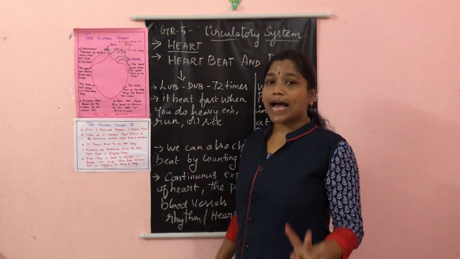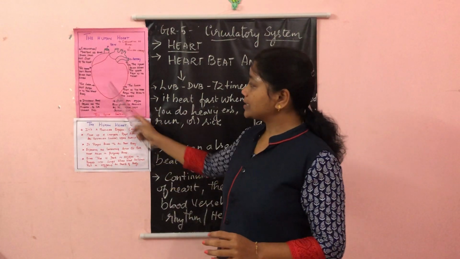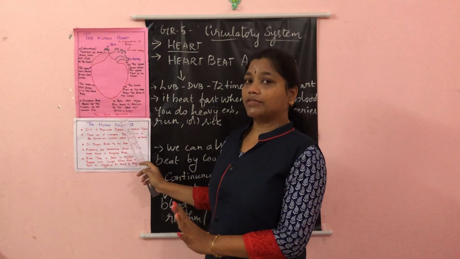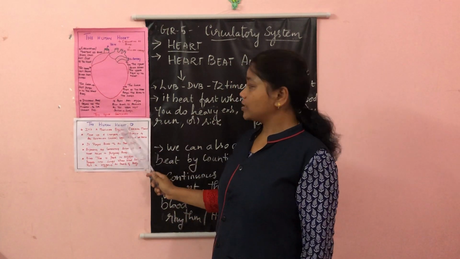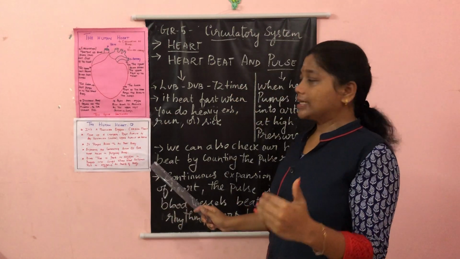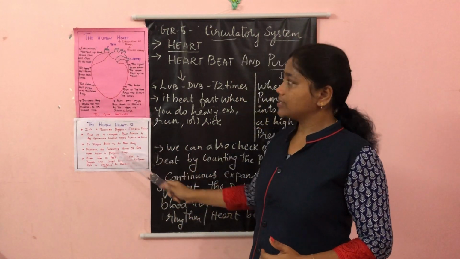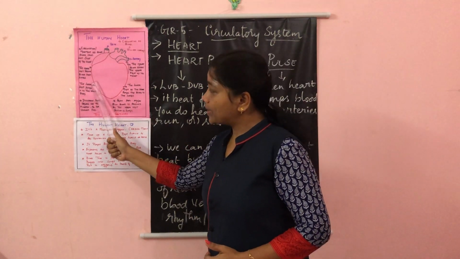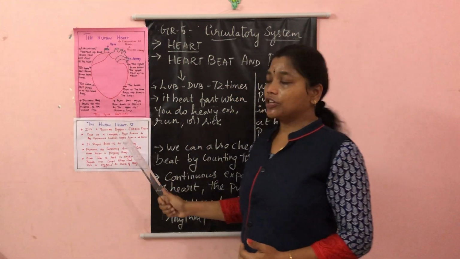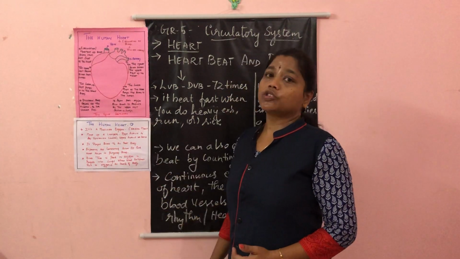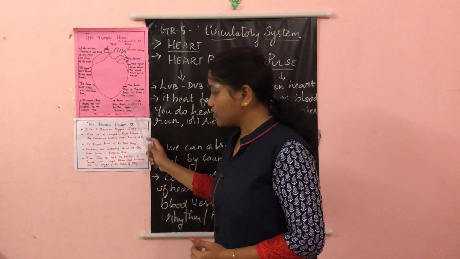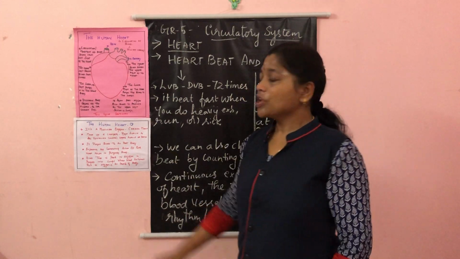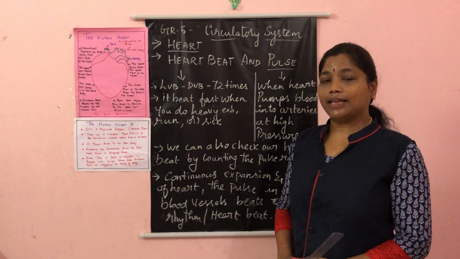Yes. So it has four chambers. This is the basic diagram of a heart which is in your textbook. It has four chambers. We have upper chambers and lower chambers: upper right and upper left, lower right and lower left. The upper chambers are called auricles or atria, and the lower chambers are called ventricles. Are you all clear with this?